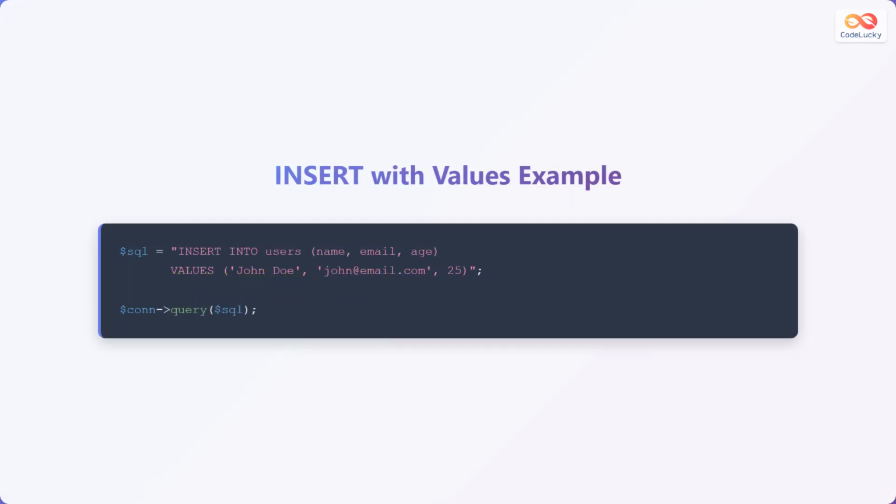Here's an example of how to insert a new record into a users table. We define an SQL query string that inserts data into the users table, specifying the name, email, and age columns. The values clause provides the actual data: John Doe for the name, john@email.com for the email, and 25 for the age. Finally, we use the connection object's query method to execute the SQL query.